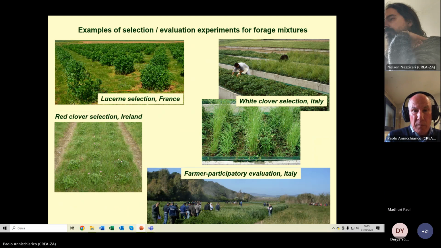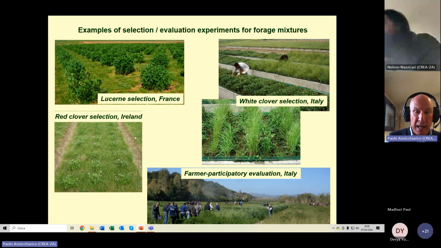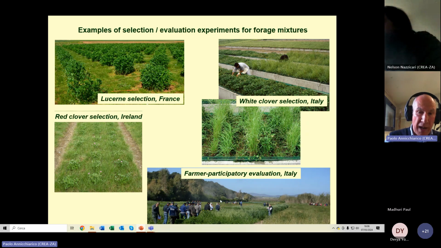So that today we are focusing in particular on the selection of material, of legume material for intercropping. You see here, for example, different solutions, and there might be many others. For Lucerne in France, this is our own work on white clover, red clover selection in Ireland. There is also an issue of farmer evaluation, participation.